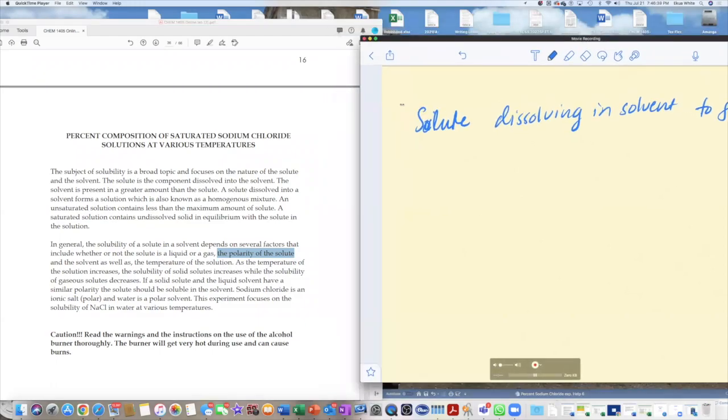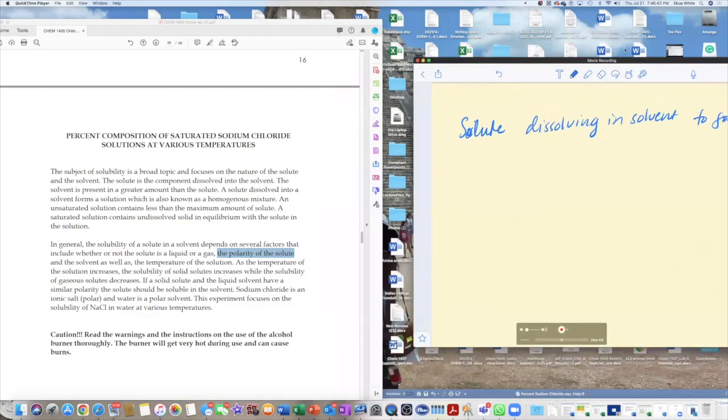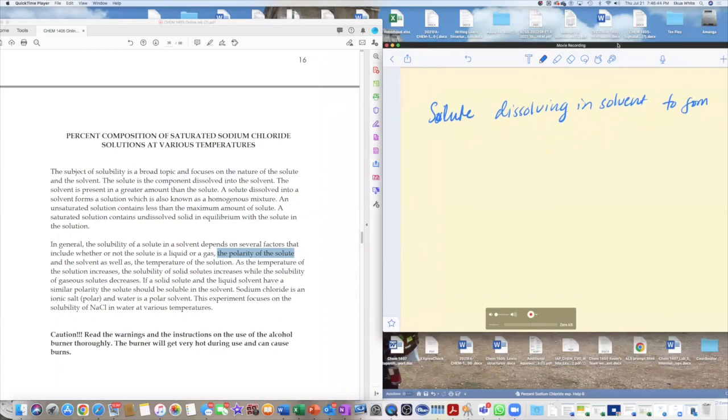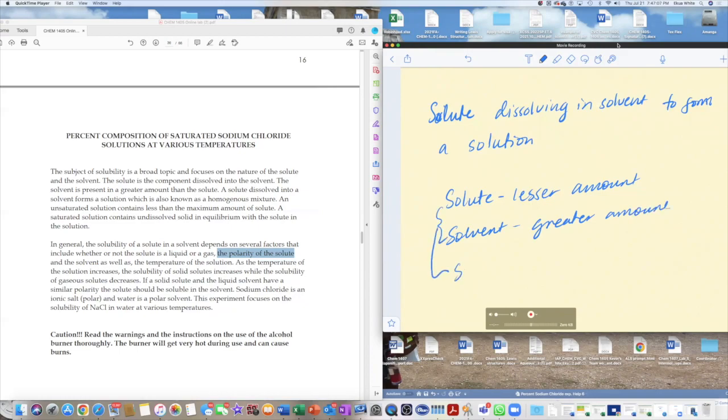A solute dissolving in a solvent to form a solution. Okay. The solute tends to be in the lesser amount. The solvent is the greater amount. And the two together combine to form the solution.